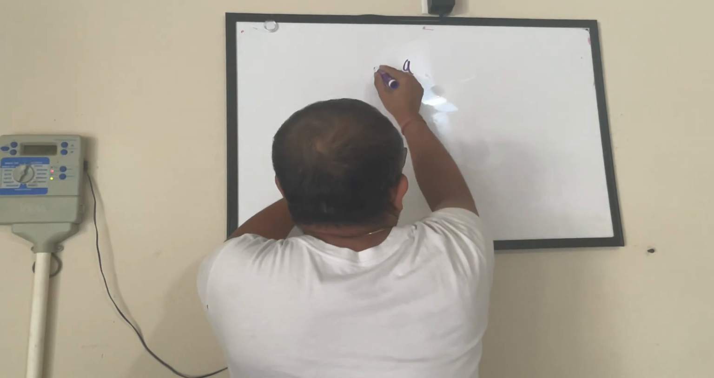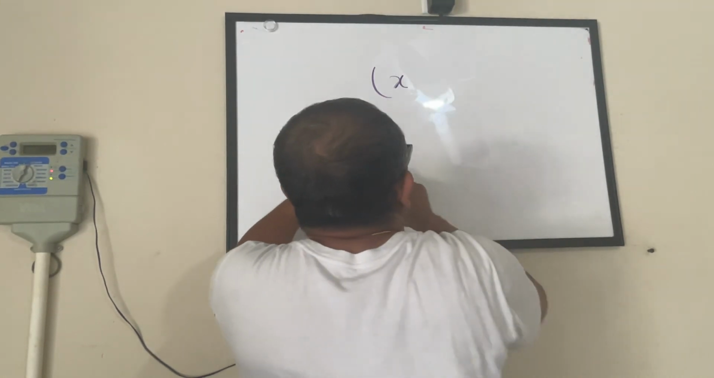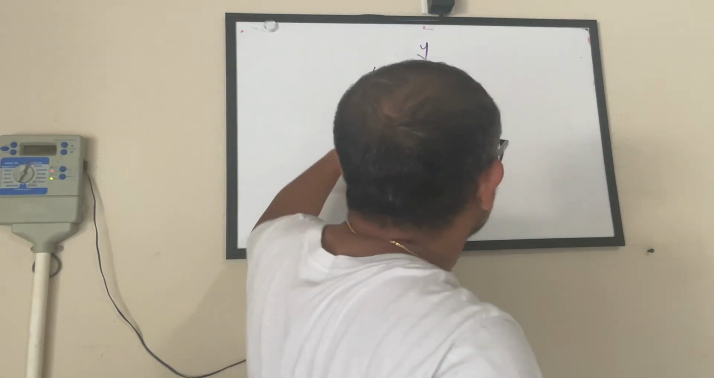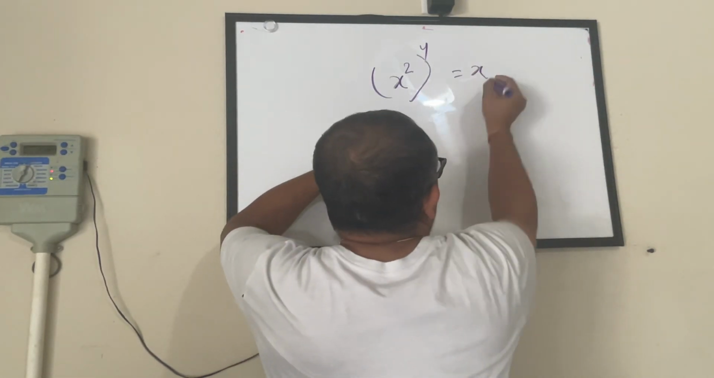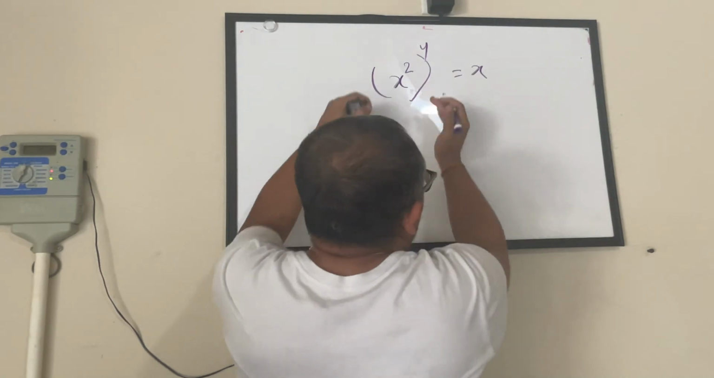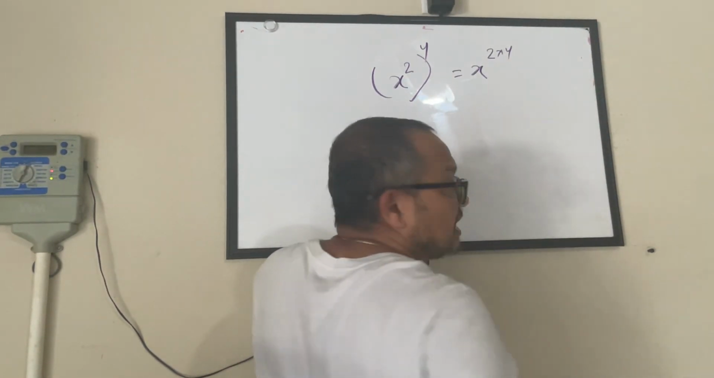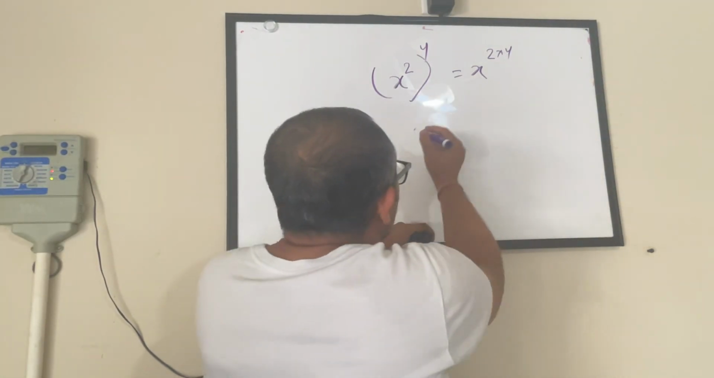x to the power a, or let's see this, x squared to the power 4. If you have a power inside the bracket and then a power outside the bracket, this becomes this into this. Now let's try proving it.